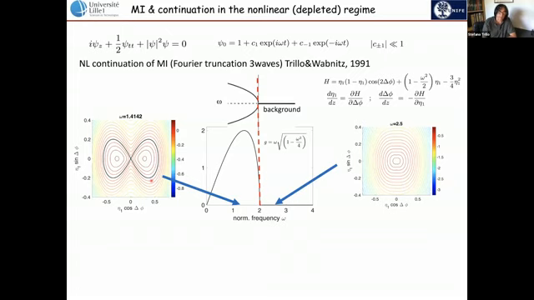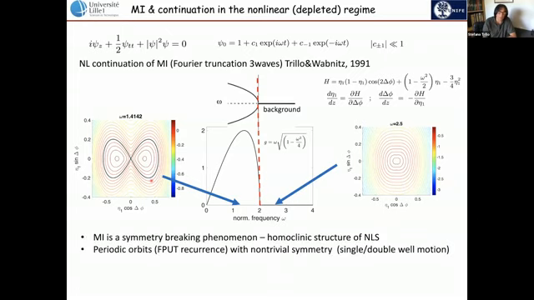Of course, this is not the only thing you can do, but for the moment, this tells us that modulation instability is a symmetry breaking phenomenon. There is an underlying homoclinic structure. If you want to be precise, it's heteroclinic, but I'm not going into the details. And the periodic orbits are Fermi-Pasta-Ulam-Tsingou recurrence, but this recurrence has non-trivial symmetry.